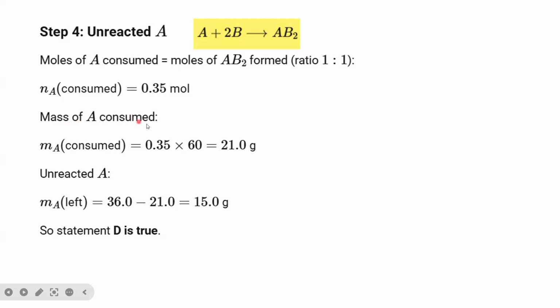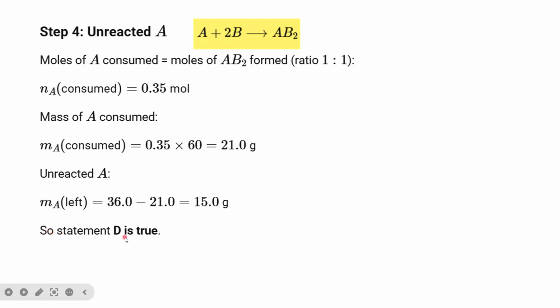So we are going to find the mass of A consumed. Mass is equal to number of moles into molar mass. So number of moles is 0.35. Molar mass of A is 60, already given in the question. So when we multiply this, we will get 21 gram. Now we are going to find the unreacted mass of A. From the question it is given 36 gram of A, but in the reaction only 21 gram of A is consumed. So 36 minus 21 is equal to 15. So 15 gram of A is left unconsumed.